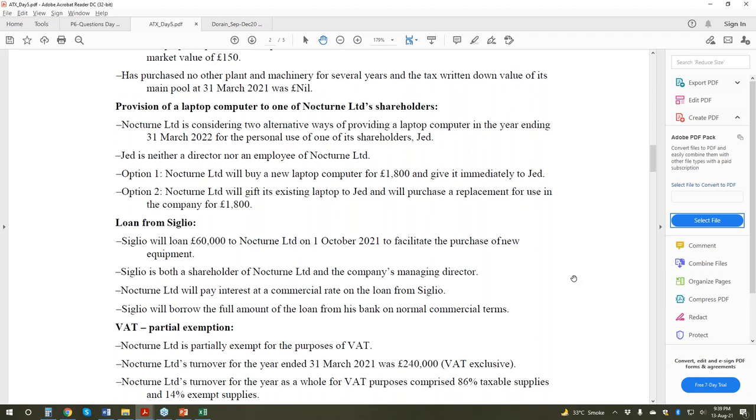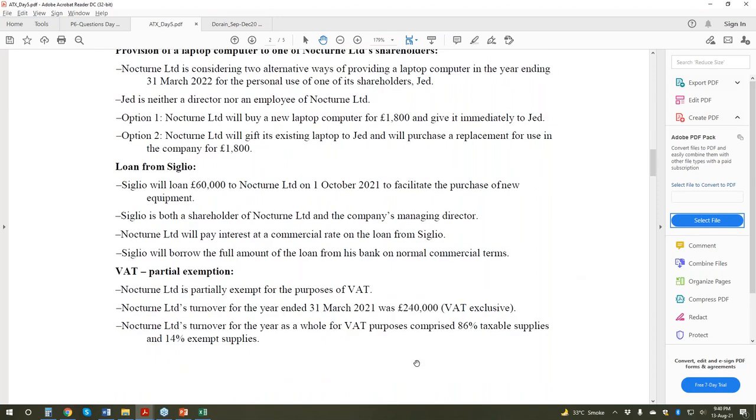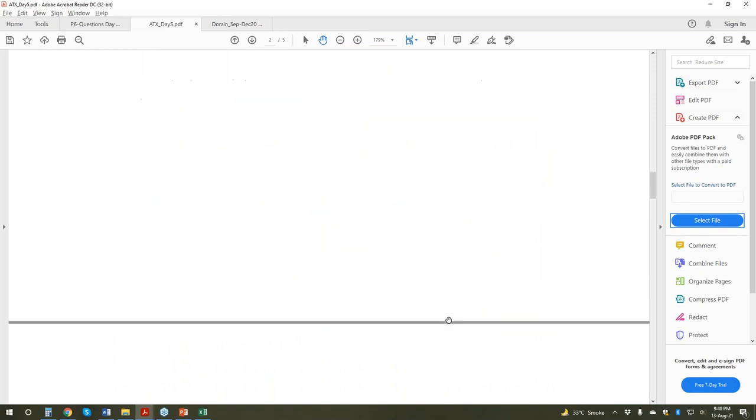Nocton Limited is partially exempt for the purposes of VAT. Nocton's taxable turnover for the year was 240 VAT exclusive. Nocton Limited's turnover for the year as a whole for VAT purposes comprised 86% taxable supplies and 14% exempt supplies. That's fine.